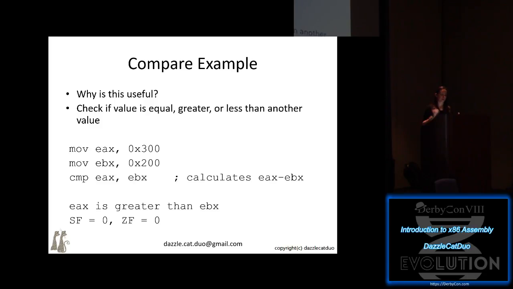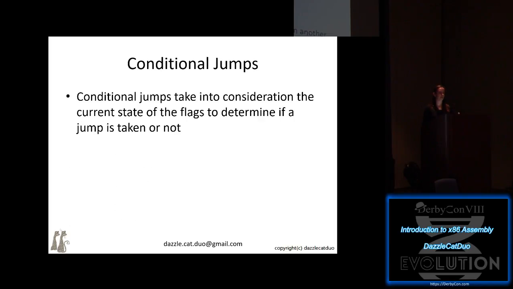So if I load a 300 into EAX, a 200 into EBX, and do the compare, it's still going to do the 300 minus the 200, but this time I get a positive number. The fact that it's a positive 100 is irrelevant. All the computer cares about is that it was a positive result, which meant EAX was bigger than EBX. So that knowledge is what the computer is then going to use when you do conditional jumps.